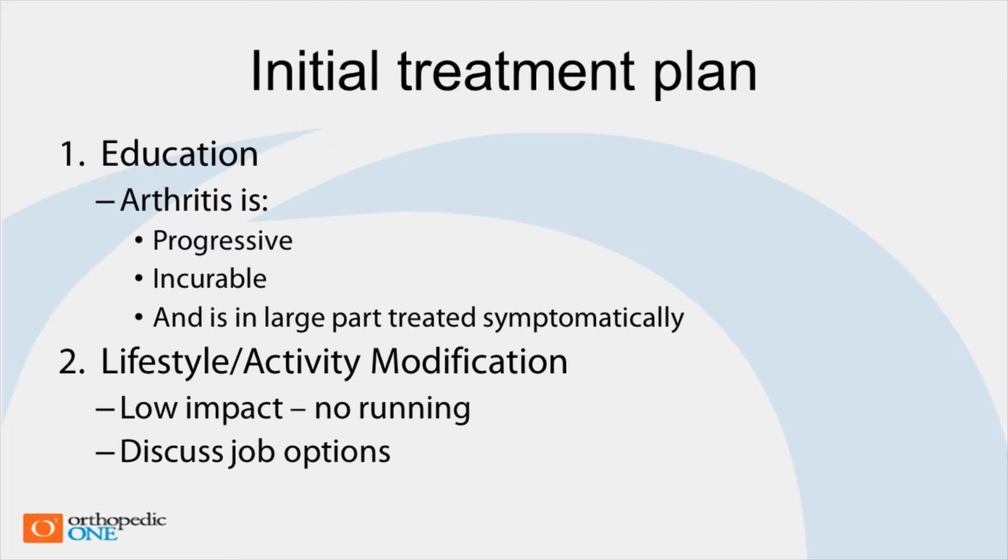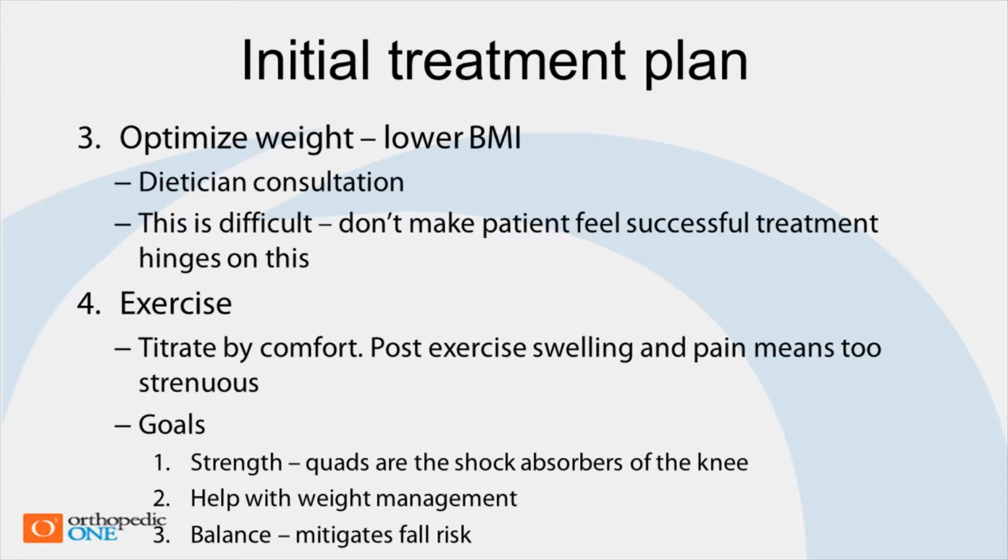The second part of the treatment is going to include some type of lifestyle or activity modification. High impact activity is not going to be part of this patient's lifestyle, at least in a big way. We want to talk about low impact and probably discourage, but perhaps not forbid, running. And if a patient has an extremely strenuous job, that needs to be discussed as well.